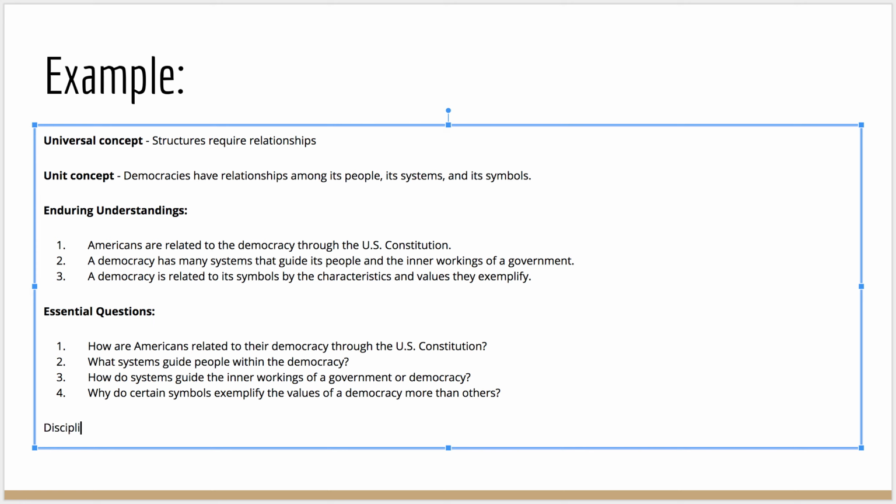Discipline understandings. Unlike enduring understandings and essential questions, you don't have to have the same number of discipline understandings as you do enduring understandings. You really just want them to be a little bit broad so that students can kind of focus on the major buckets in their inquiry for the unit. So disciplinary understandings.